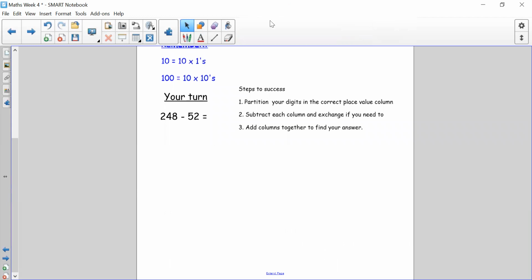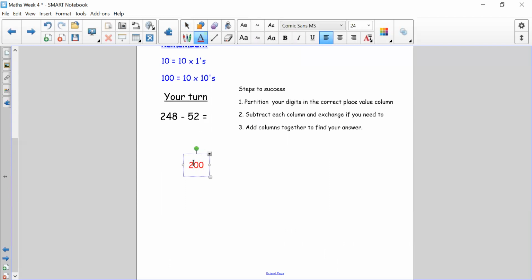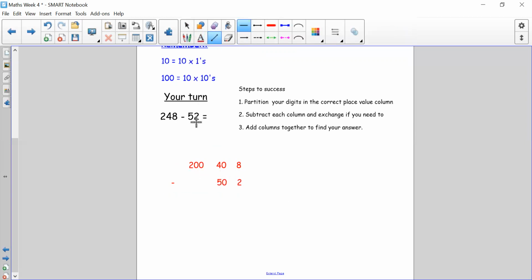Okay, so let's have a look at how we do this. Step 1, partition your digits. We have 248. So we partition 248 into 240 and 8. Okay, and we are going to subtract 52. So we need to subtract 50, 5 10s, and 2 1s. Can you see I'm slightly off there with my alignment? So I'm going to move my digits around to make sure they're all underneath each other. Excellent. So 52, 50 and 2, 248, 240 and 8.